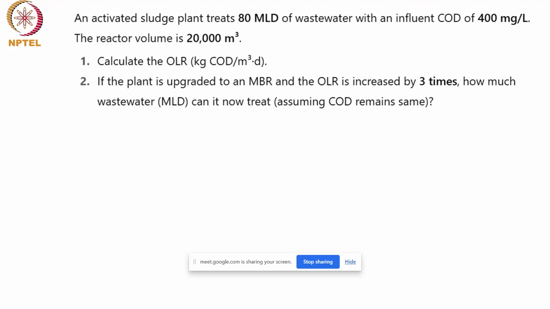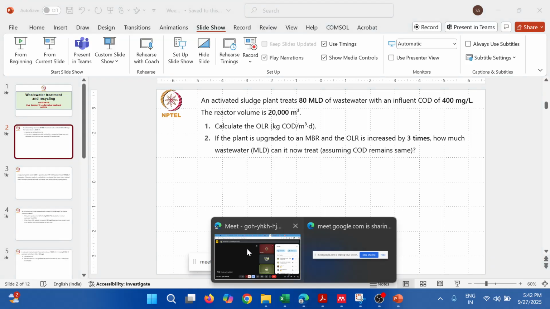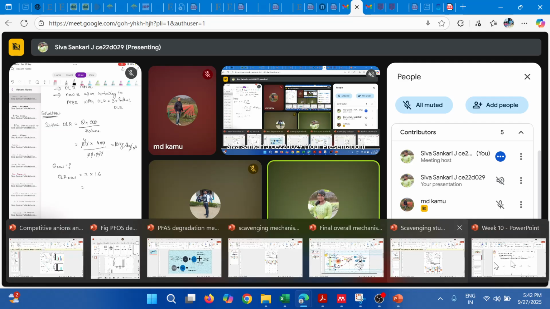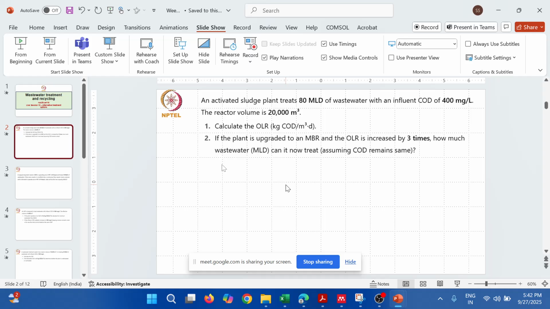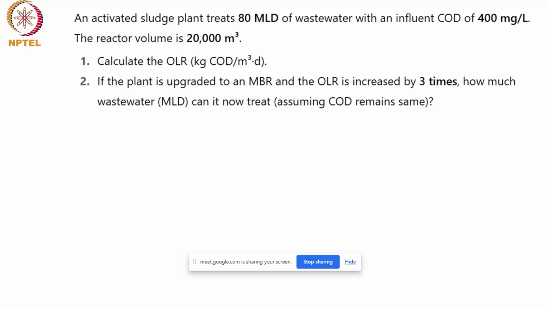That's why. Okay, so 3 into 1.6, which is equal to 4.8 kg per meter. Okay.